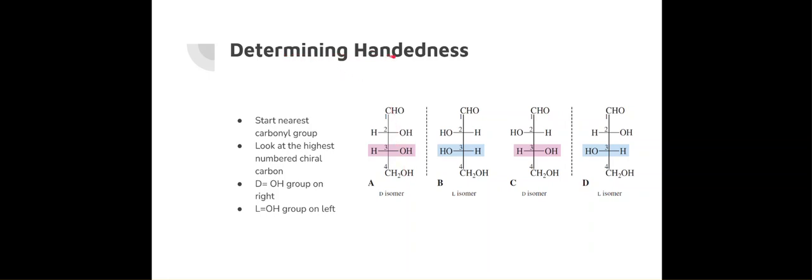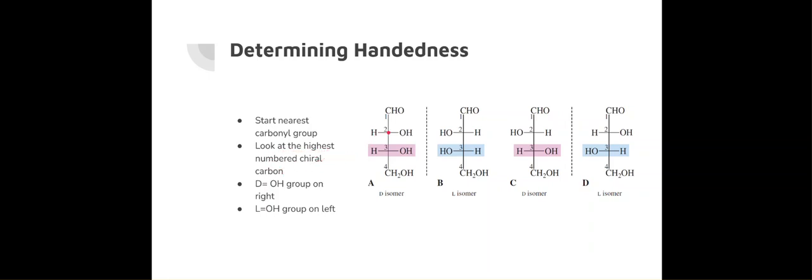So determining handedness, or which way it'll rotate light. We've got our same 4 isomers here. And again, you're going to start at the nearest carbonyl group. So that's your aldehyde group at the top here, and you're going to number down and look at the highest numbered chiral carbon.